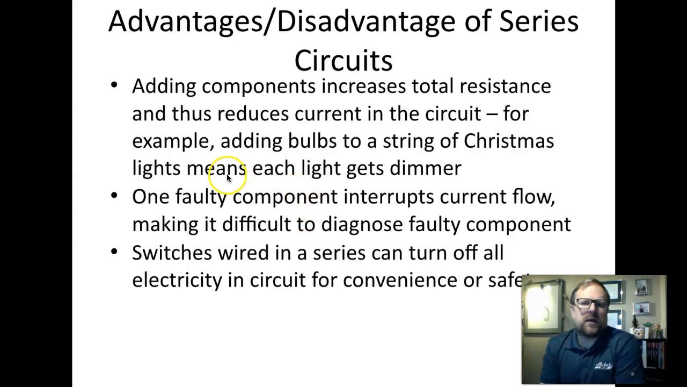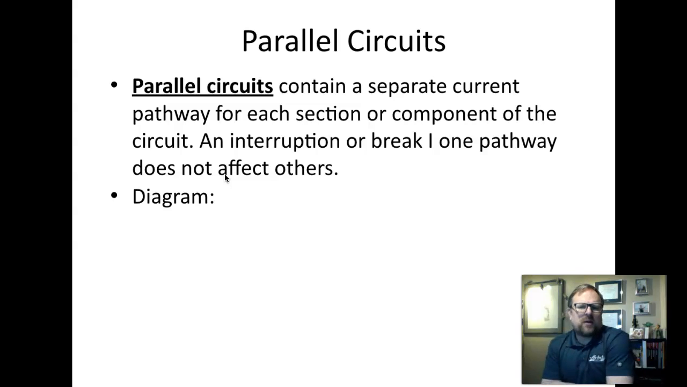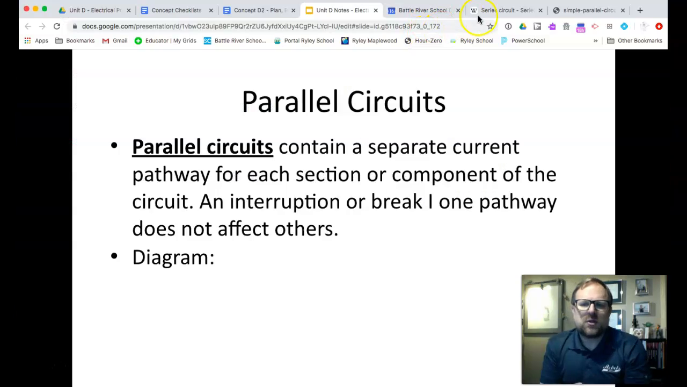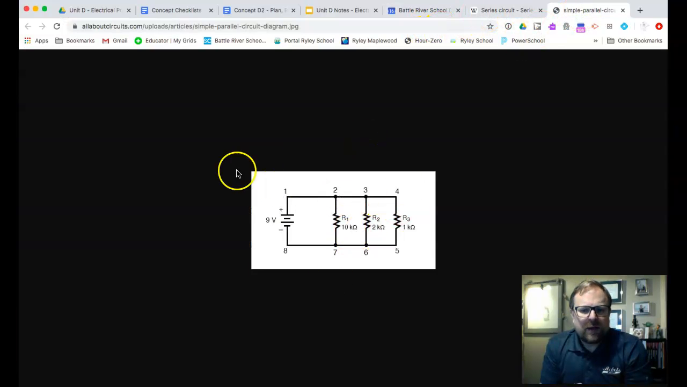There are also parallel circuits, and they contain a separate current pathway for each section or component of the circuit. An interruption or break in one pathway does not affect others. So I'll show you what that looks like here. Here's a parallel circuit. Instead of them being lined up along the outside, we have one pathway, two pathways, three pathways for the current to travel.